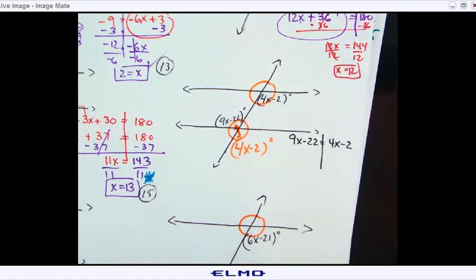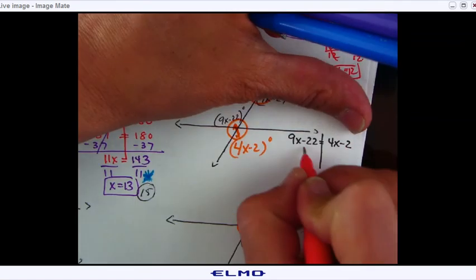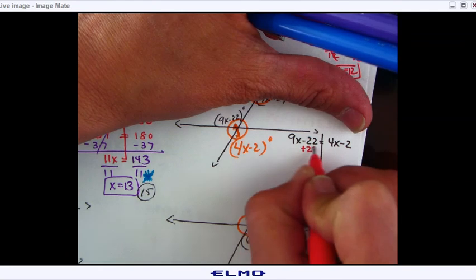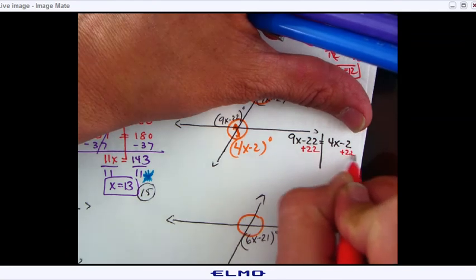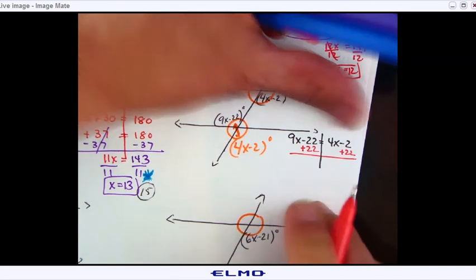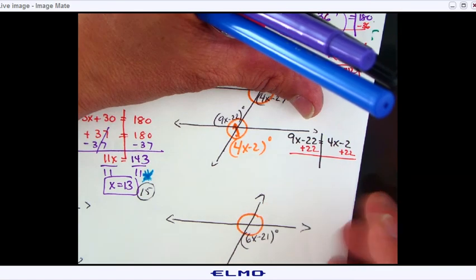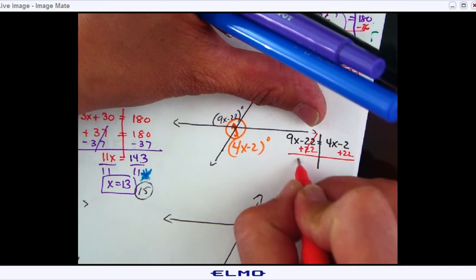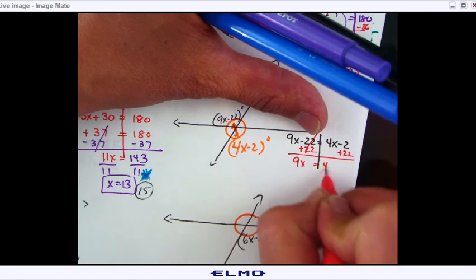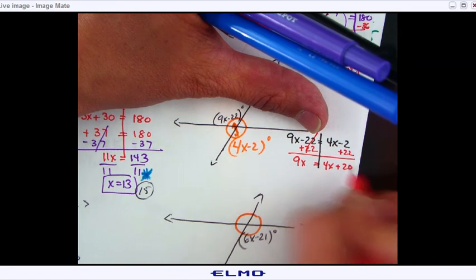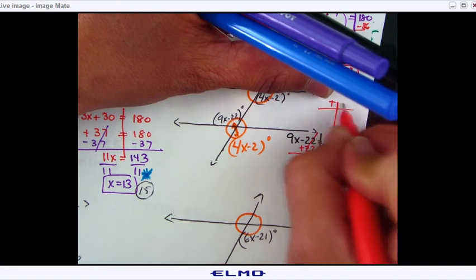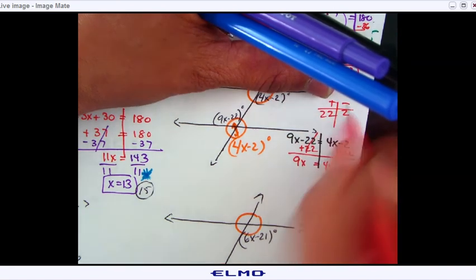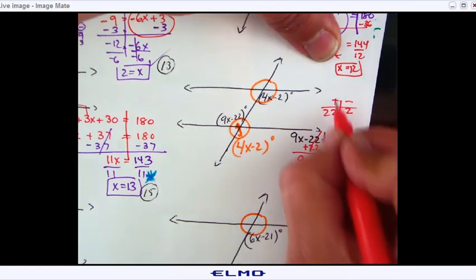So there you go. What are you going to do? Let's do plus 22 on both sides. You could have done it a different way. You could have done minus 9x or minus 4x or plus 2. But I'm going to do plus 22. So I'm going to have 9x equals 4x plus 20, because, T-chart, minus 2 plus 22 is positive 20.